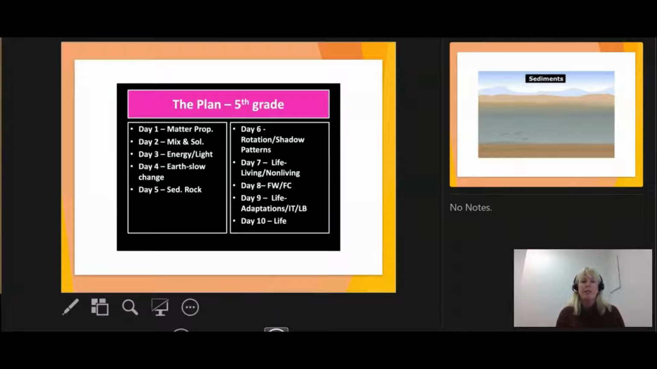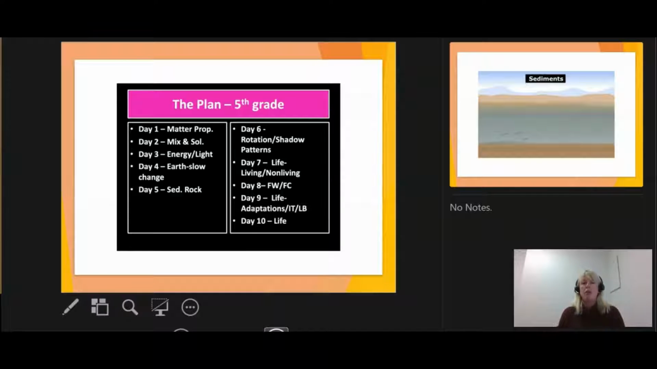Day two, I would focus on mixtures and solutions. Day three, I would quickly focus on forms of energy: mechanical, electrical, light, thermal, and sound, and I would spend time on circuits in another place. So just keep that in the back of your mind. The majority of time on day three would be spent on light: refraction, reflection, and absorbing or blocking.